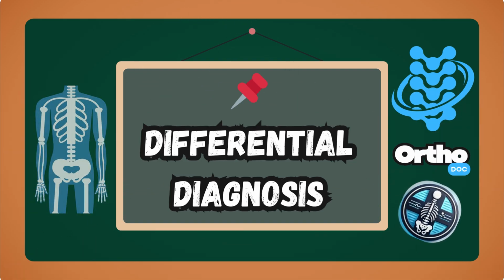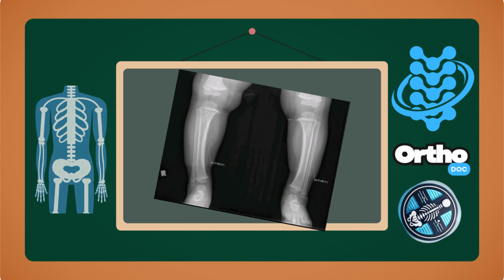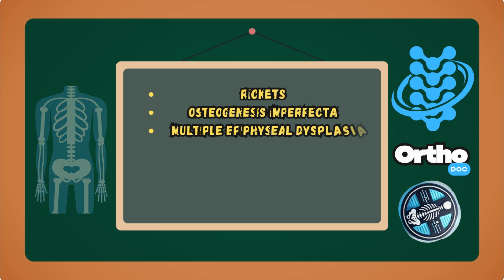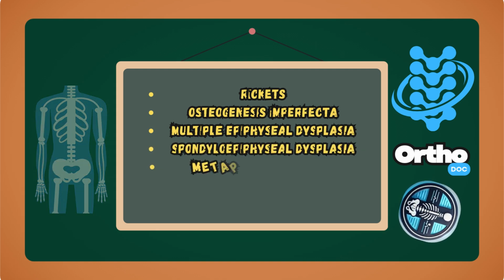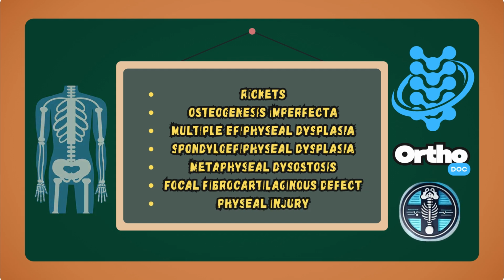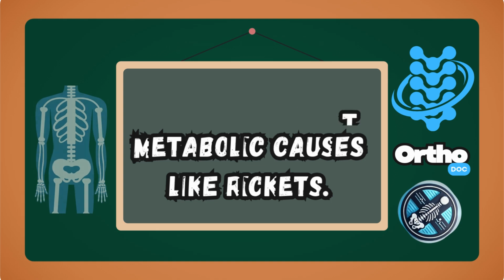Differential diagnosis. Other causes of pathological genu varum are rickets, osteogenesis imperfecta, multiple epiphyseal dysplasia, spondyloepiphyseal dysplasia, metaphyseal dysostosis, focal fibrocartilaginous defect, physeal injury, and persistent physiologic varus. Always rule out metabolic causes like rickets.